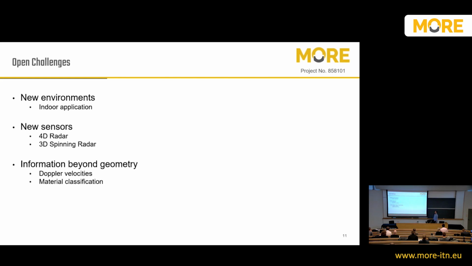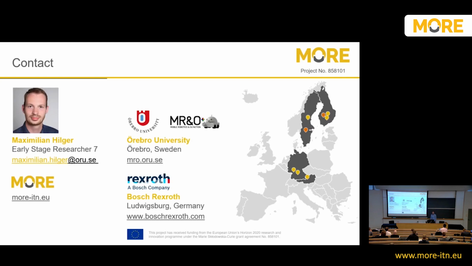And finally, we want also to use information beyond geometry. That means, for example, the Doppler information that we can use from the sensors, but also the intensity data that we maybe can use, for example, for material and object classification, which would give a whole new semantic interpretation of the environment that we have. Yeah, so this was my short presentation.